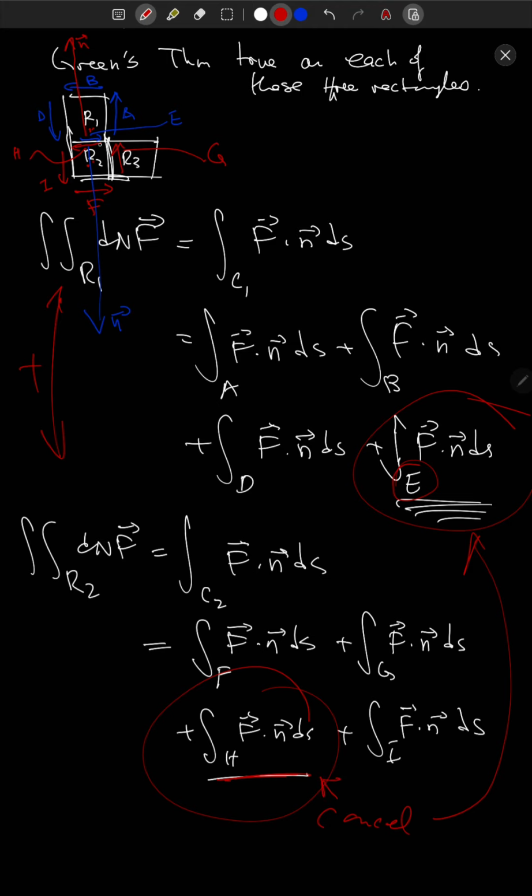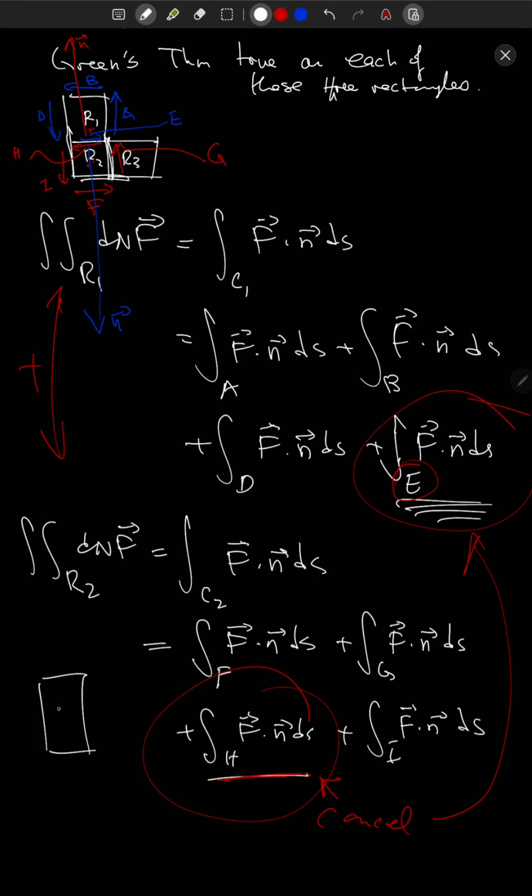Because again, for R2 you're going left, whereas for R1 you're traveling to the right, and so those two integrals will be opposites, and they'll cancel. All right. So if you think about it, at this moment we just have two rectangles. Forget about R3 for a second.